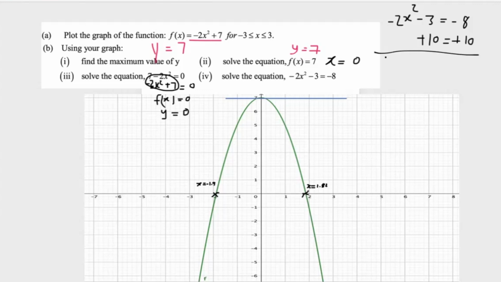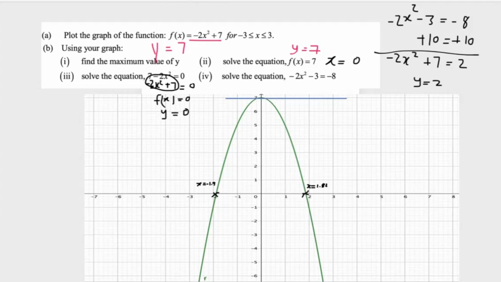side. So you have minus 2x squared, and I will add minus 3 plus 10, that's plus 7. And minus 8 plus 10, that's 2. So when I add 10 to both sides, I will get my plus 7. So it becomes minus 2x squared plus 7, which is what I have here. So this is the same thing as saying y equal 2.